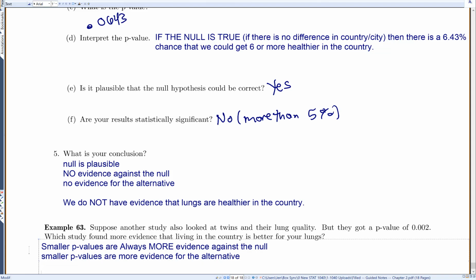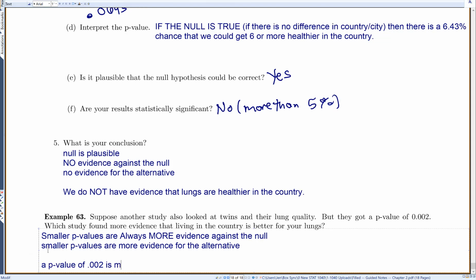Okay, so a p-value of 0.002 is much more evidence that the country is better for your lungs. Okay, smaller p-values mean more evidence.